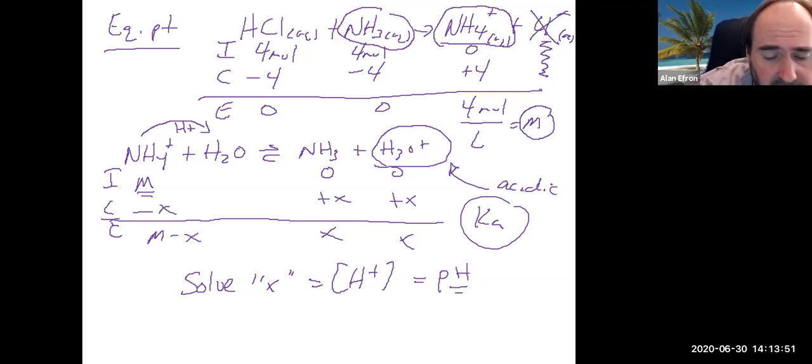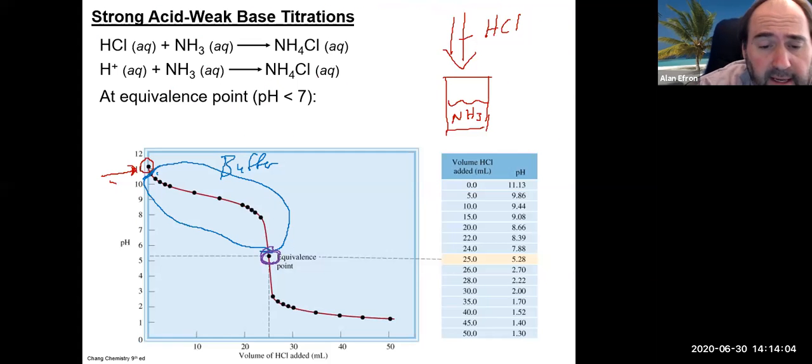So very much like the other one, you will hit a hydrolysis problem at the equivalence point. The difference is it's going to be an acidic hydrolysis problem where you produce H+, and the solution should be acidic at this point. And again, that's what we see here. If we come through here at the equivalence point, in this particular example, 5.28, which is definitely acidic.